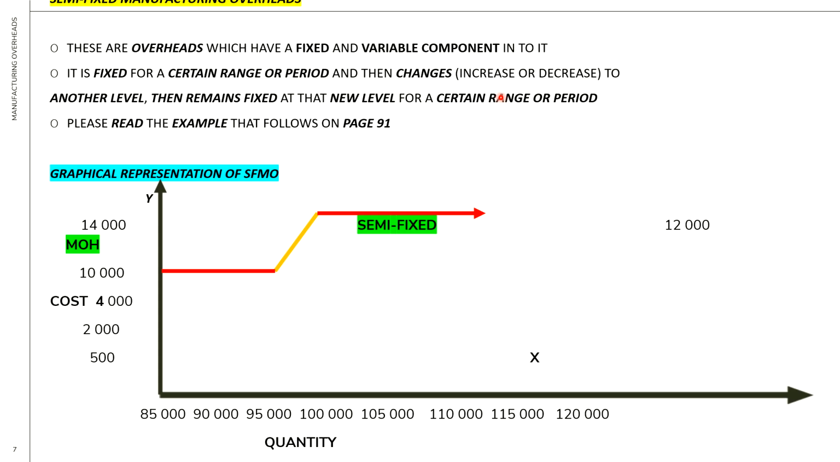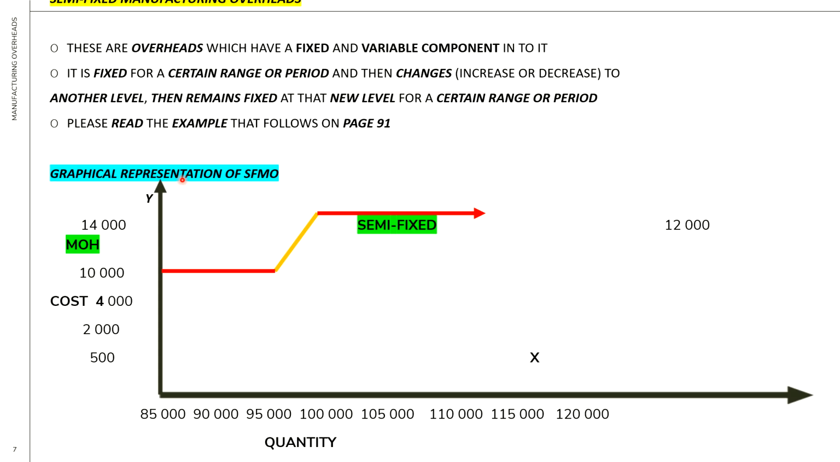Okay, let's take for instance the example of a rent. A rent is fixed. Every month you pay for rent, say 2,000 rand for 2 rooms. You pay that every month, 2,000 rand. So maybe after 3 years, the landlord says, now we're increasing the rent to 3,000. So that's what they mean when they say it's a semi-fixed. It's fixed for a certain period, and then it changes, it increases to another level. Okay, like this is how you show it graphically.